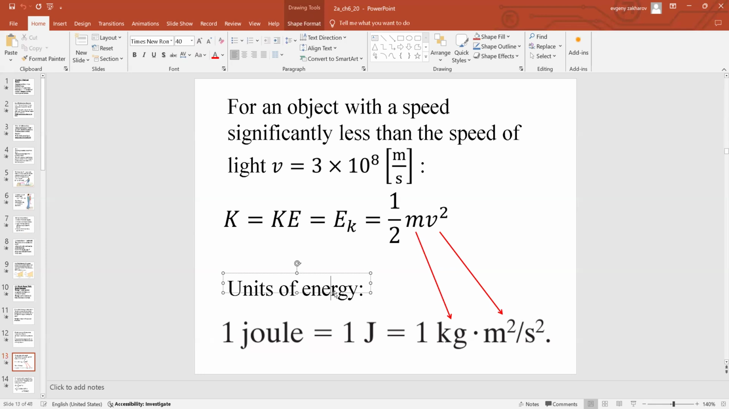For energy, do not say newton meters. Newton meters are reserved for torques. Make sure you show me joules for units.